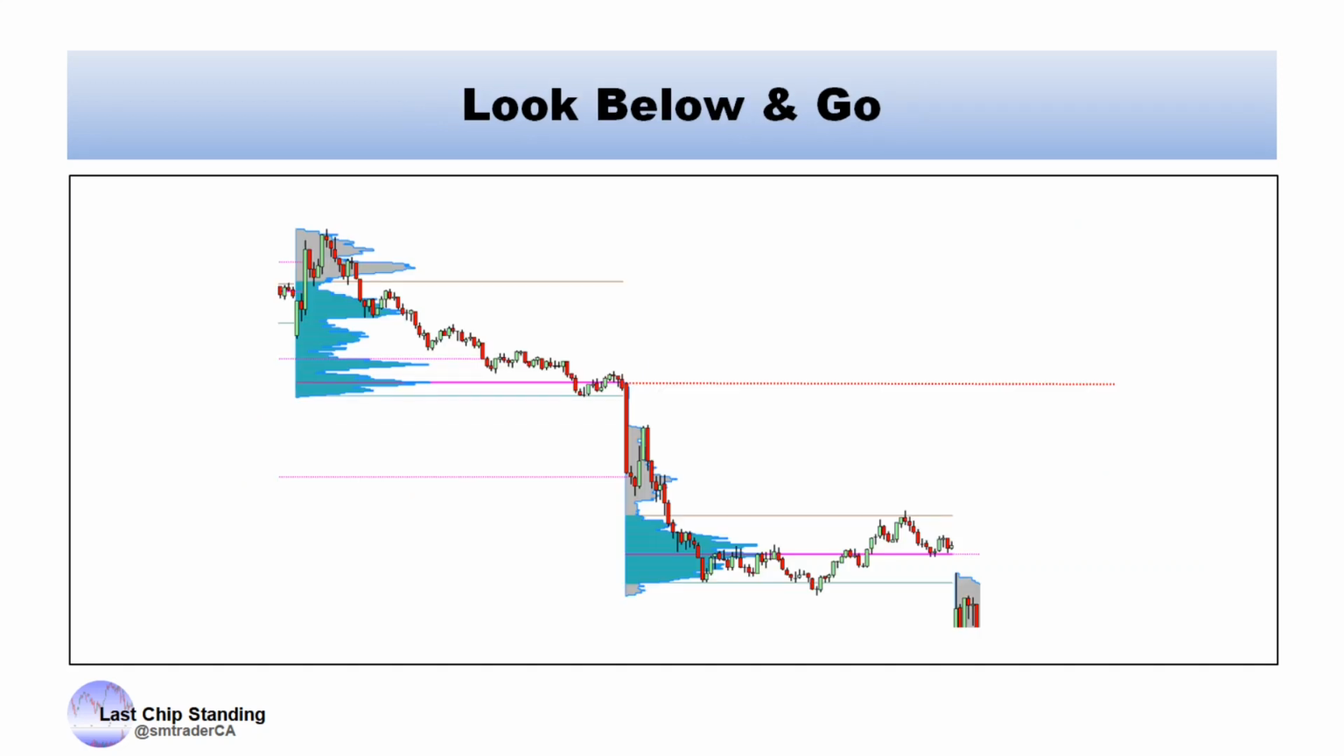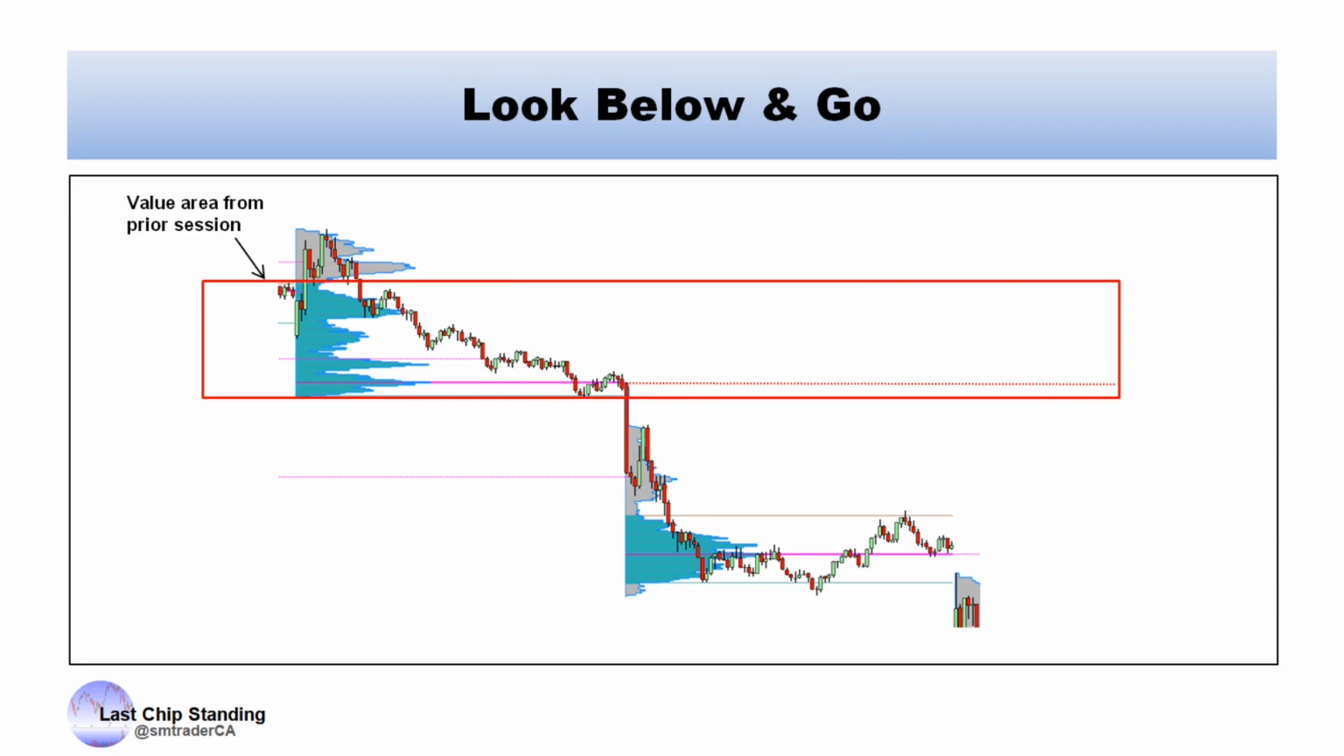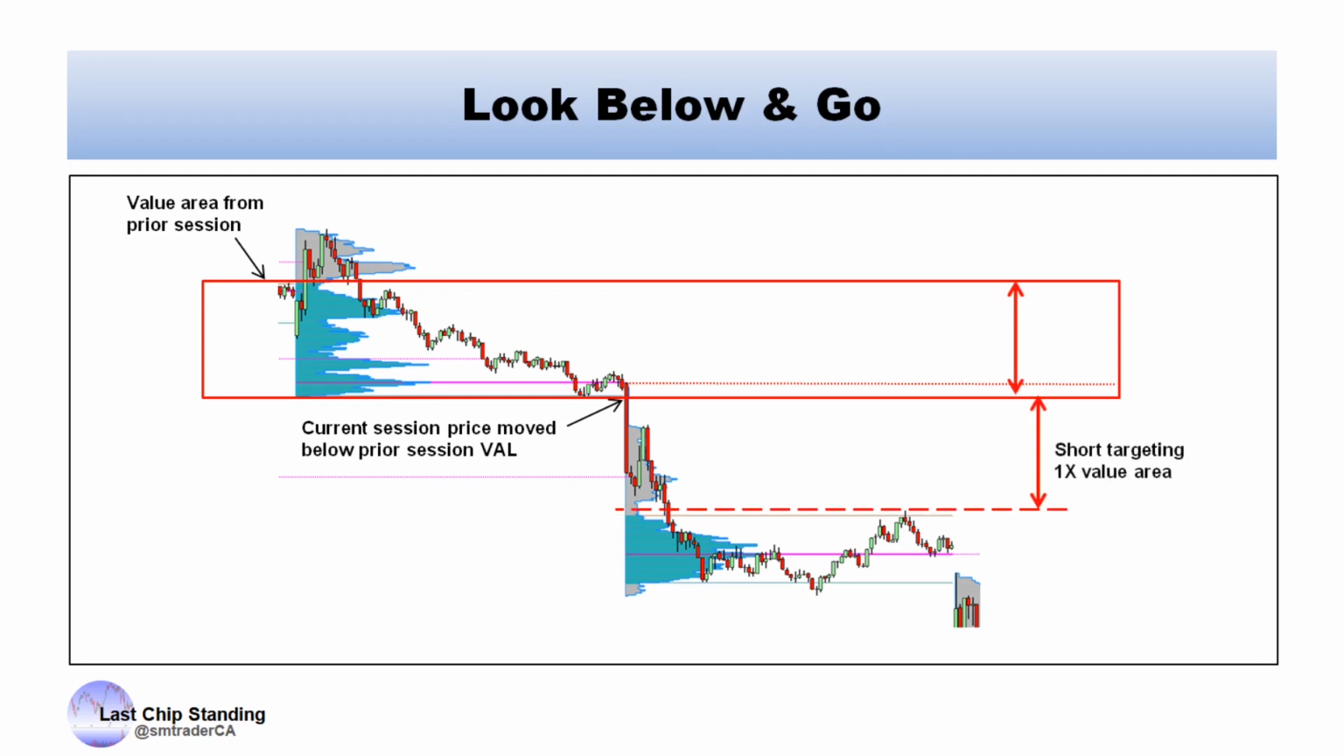Here we will look at the short setup for the inside out strategy, the look below and go. This is the value area from the previous session. And here, the current price broke below the previous value area low, and that triggered a short. And the target is 1 time the range of the previous session value area.